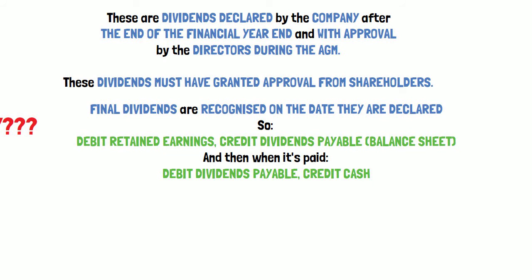So at that point in time we can go debit our retained earnings and credit dividends payable, which is a current liability within the balance sheet. And then when it's paid out, we will go debit our dividends payable, so debit the current liability and credit our cash.